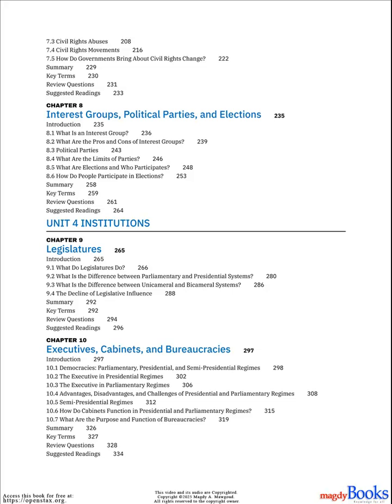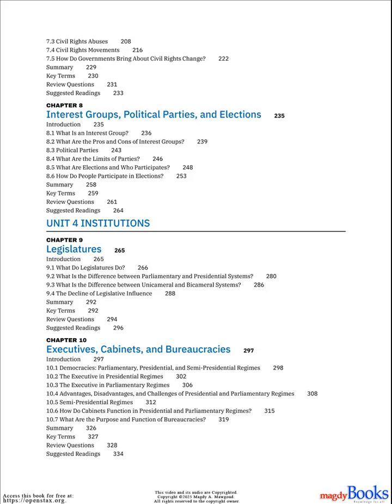Unit 4, Institutions. Chapter 9, Legislatures. Introduction. 9.1, What do legislatures do? 9.2, What is the difference between parliamentary and presidential systems? 9.3, What is the difference between unicameral and bicameral systems? 9.4, The decline of legislative influence. Summary. Key terms. Review questions.